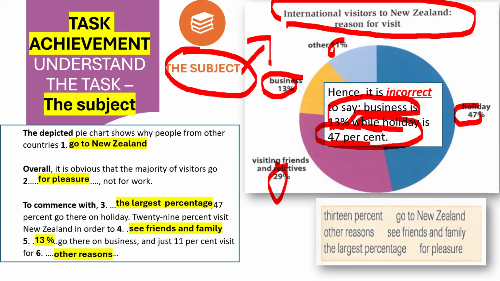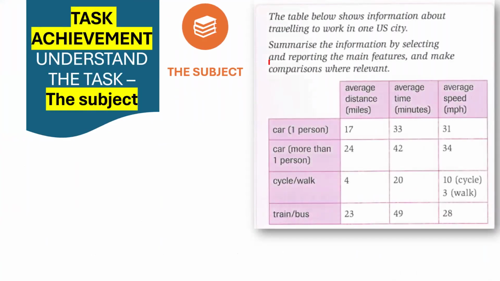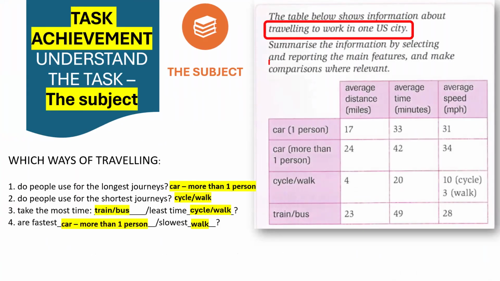So the task there is to deliver the information about the main subject, which is, in this case, the number of visitors who go to New Zealand. So that is where most students fail to see what is being asked in the graph. Another example is this one, okay?